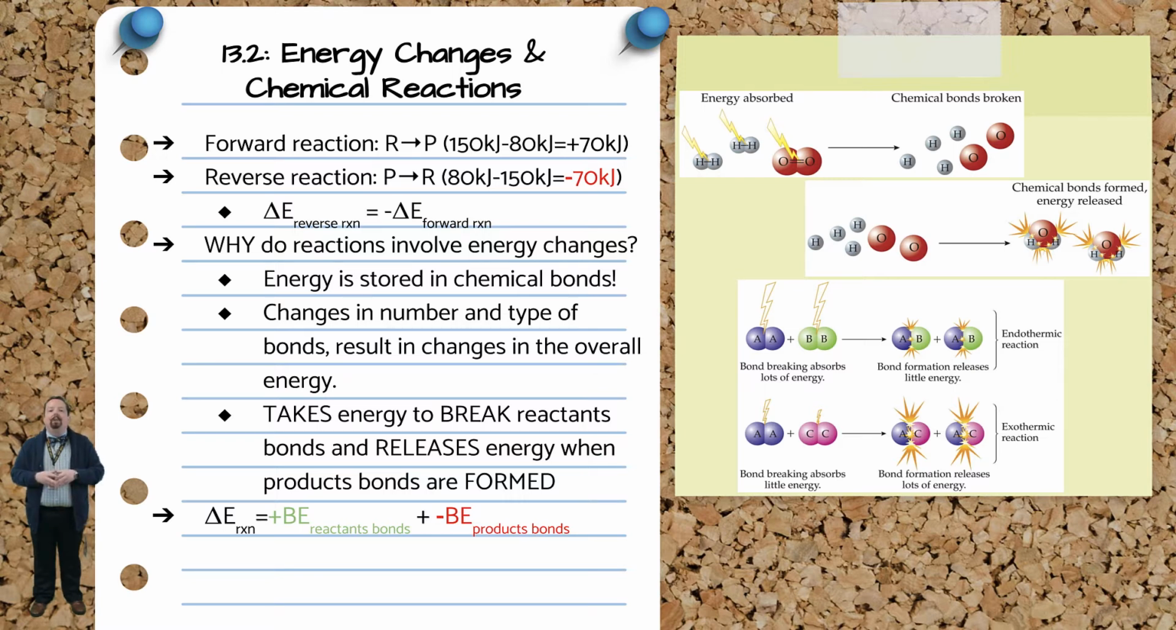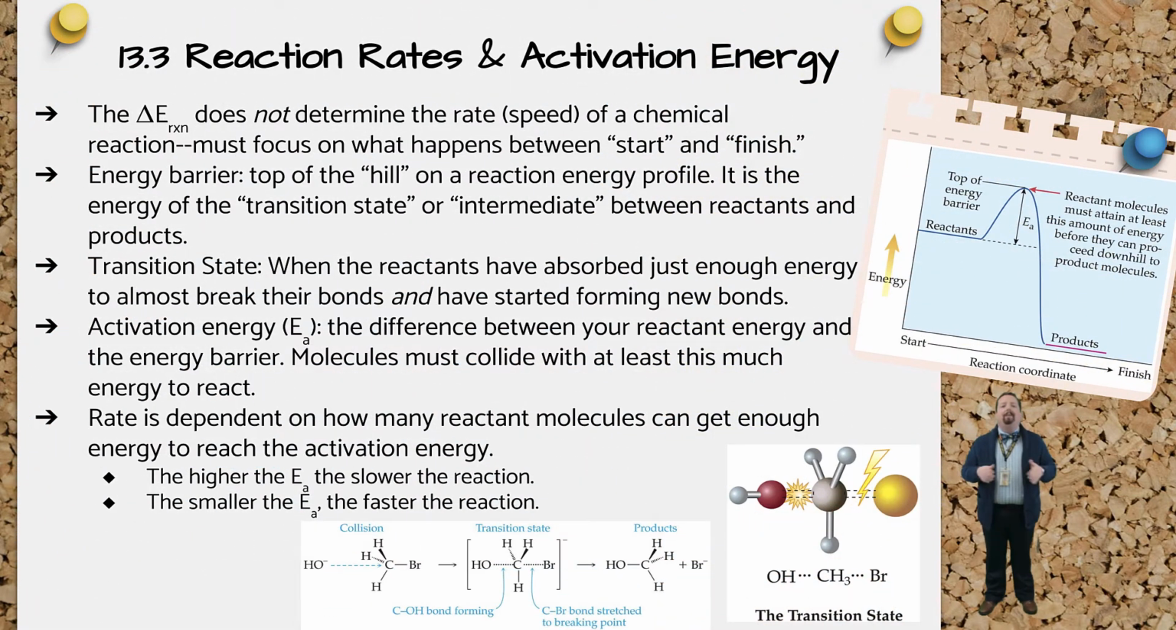If it takes more energy to break all of the bonds than gets released when forming new ones, we have an endothermic reaction. If more energy is released by forming new bonds than it takes to break our reactant bonds, then we have an exothermic reaction. No matter which way we're calculating the delta E for the reaction, if it's positive, it's endothermic, and if it's negative, it's exothermic. Now that we know the difference between the beginning and the end of our reaction, let's focus a little bit more on what happens during the reaction. The overall energy change of the reaction has no effect on the speed or rate of the chemical reaction.